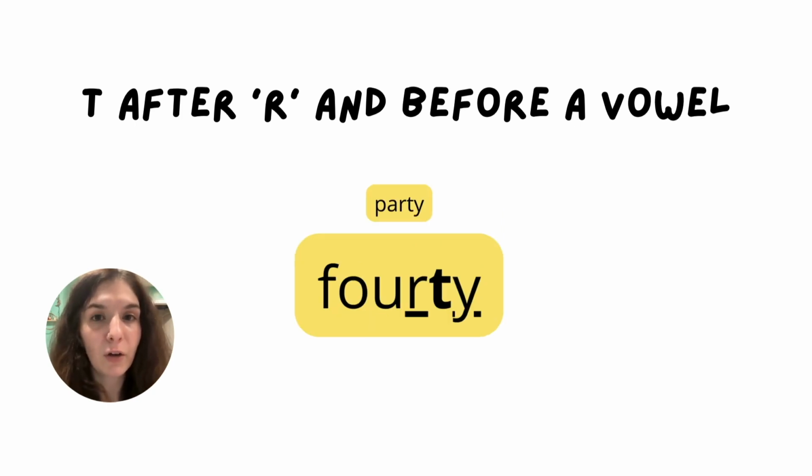Or the word forty, because the T is after an R and before a vowel. This pronunciation works very similarly for other numbers that have a similar ending. For example, thirty, forty, fifty, sixty, seventy, etc.